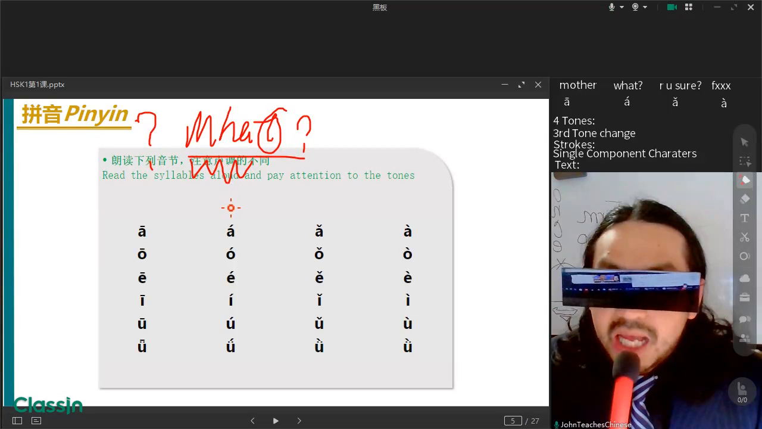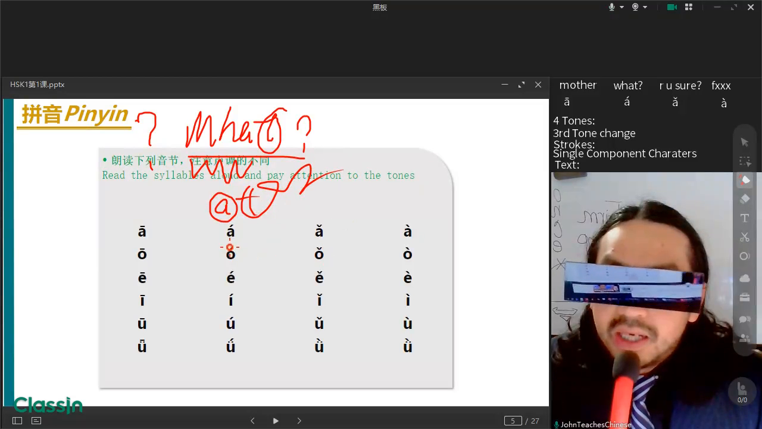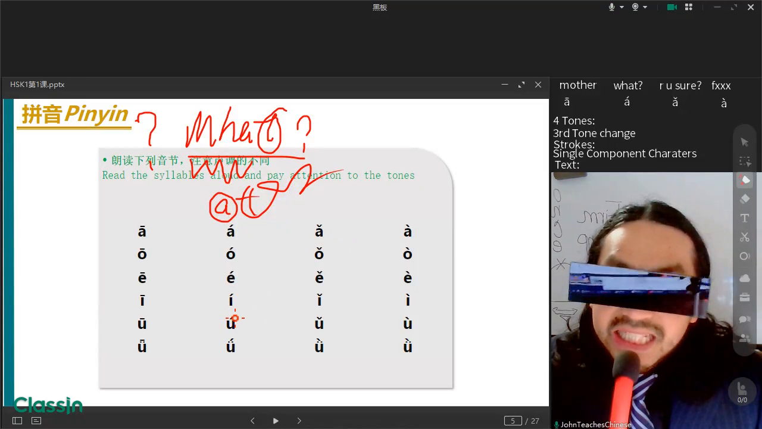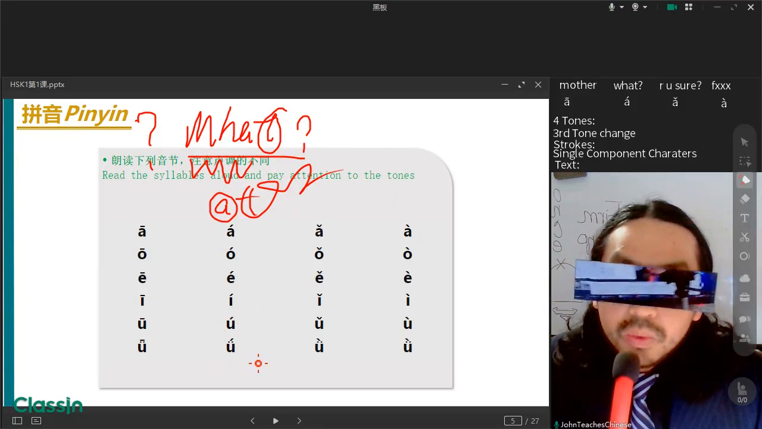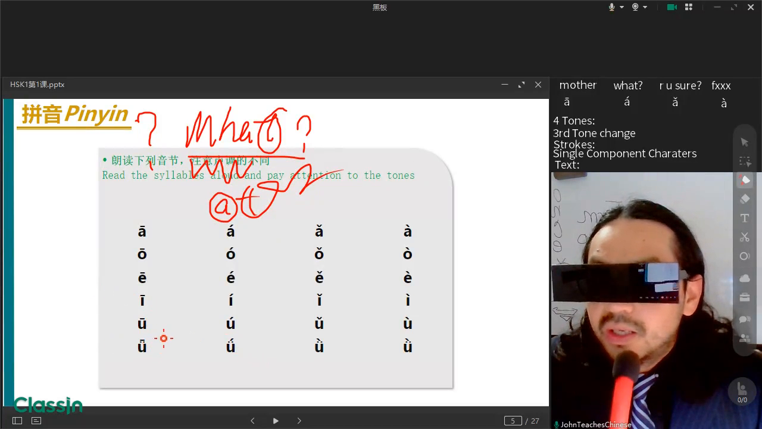What? Replace this wa with a. A. And remove the t. A. O. E. I. Wu. Yu.